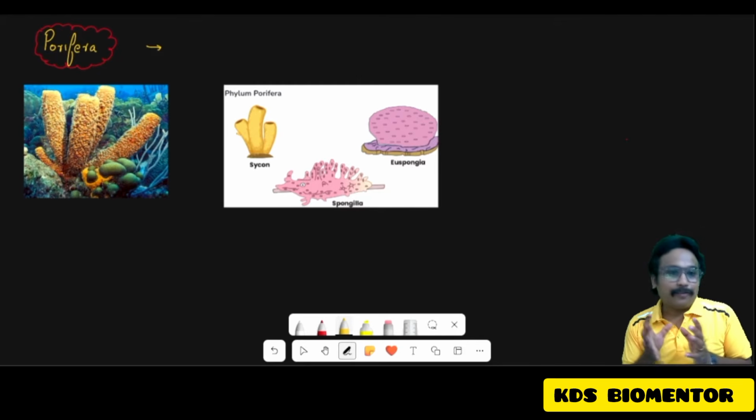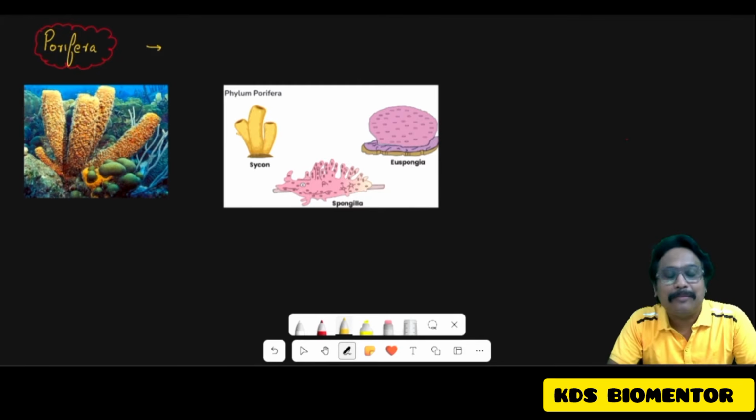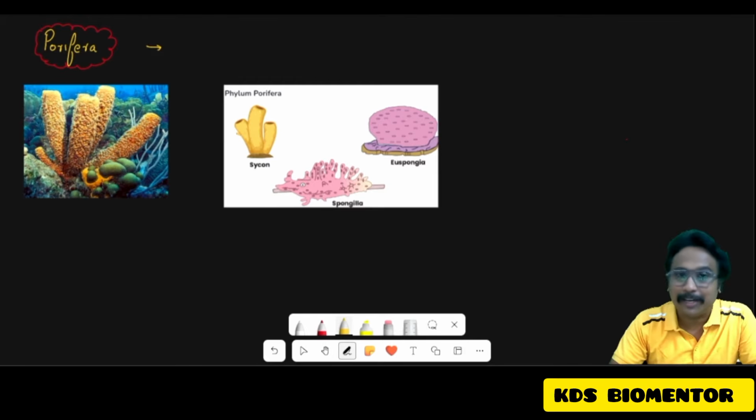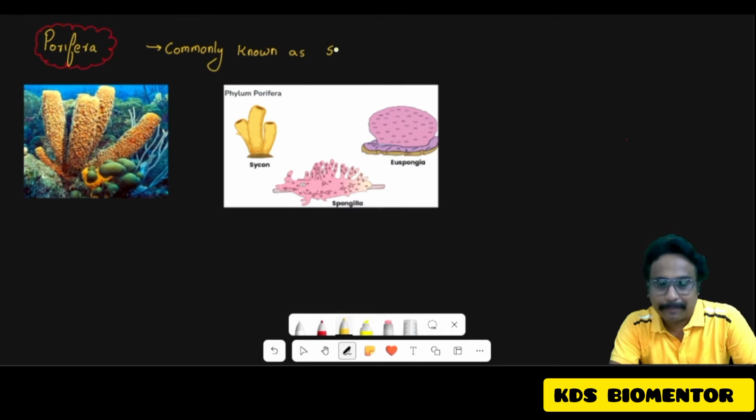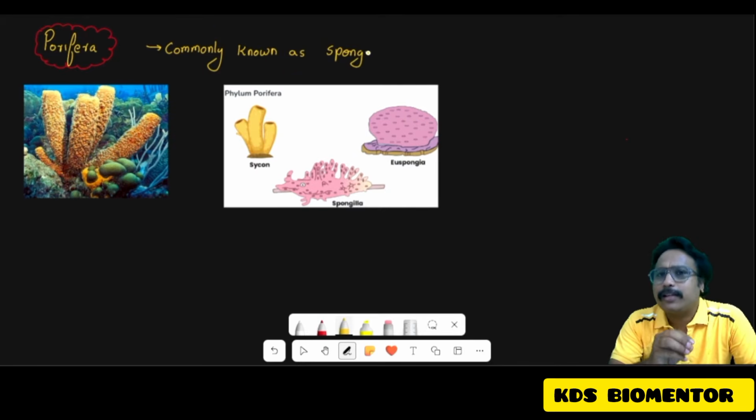So in that, the first placed in the animal kingdom is Porifera. So let's have a discussion about the phylum Porifera coming under kingdom Animalia. Look at my drawings and the videos here. Porifera is commonly known as sponges. If you take the habitat, you can see it is found in the marine ecosystem, and a few members are found in freshwater also, like Spongilla.